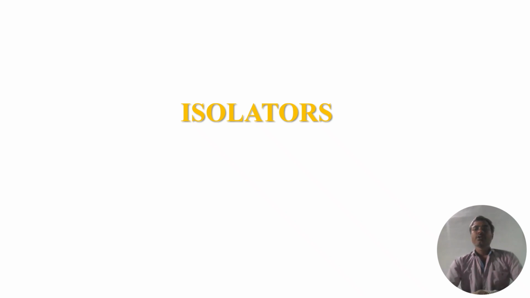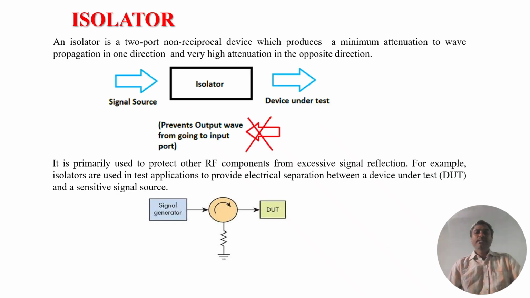Hello everyone. Now we are going to discuss the construction and working principle of isolators. Isolators are non-reciprocal passive microwave devices which avoid the reflected signals. An isolator is a two-port non-reciprocal microwave device which provides minimum attenuation in the forward direction and maximum attenuation in the reverse direction.